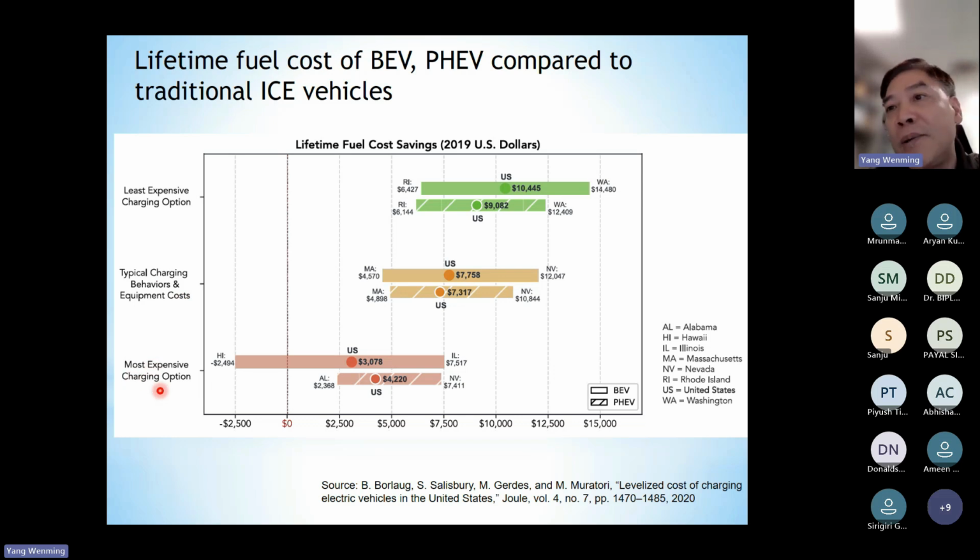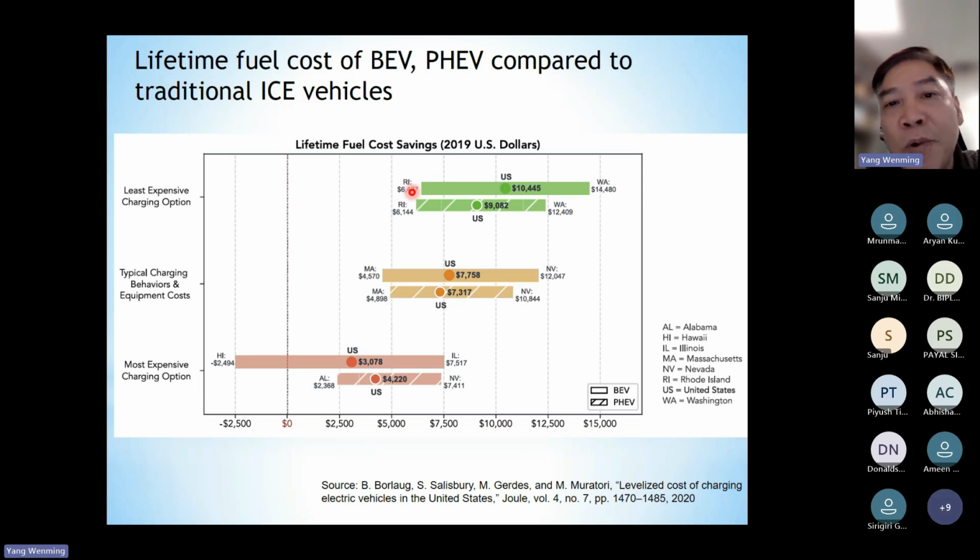For example, whenever you stop the car, you recharge the vehicle. This kind of charging habit can result in lots of energy losses, so the lifetime fuel cost saving is lesser for this kind of charging option. For this one, we can save the highest fuel cost for the lifetime.